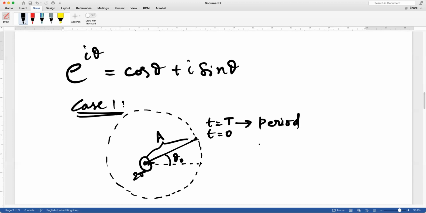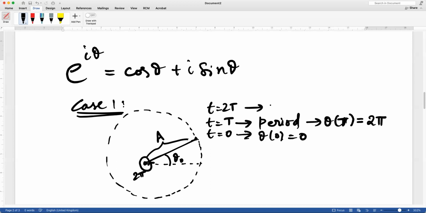Makes sense to you? And this is constant. So this is for the angle theta. Theta of 0 is 0 radian. And here theta of T is, how much radian is this? 2 pi. It completes one cycle. When t equals 2T, 2 periods, then theta of 2T is 2 times 2 pi, it is 4 pi. Do you get that?